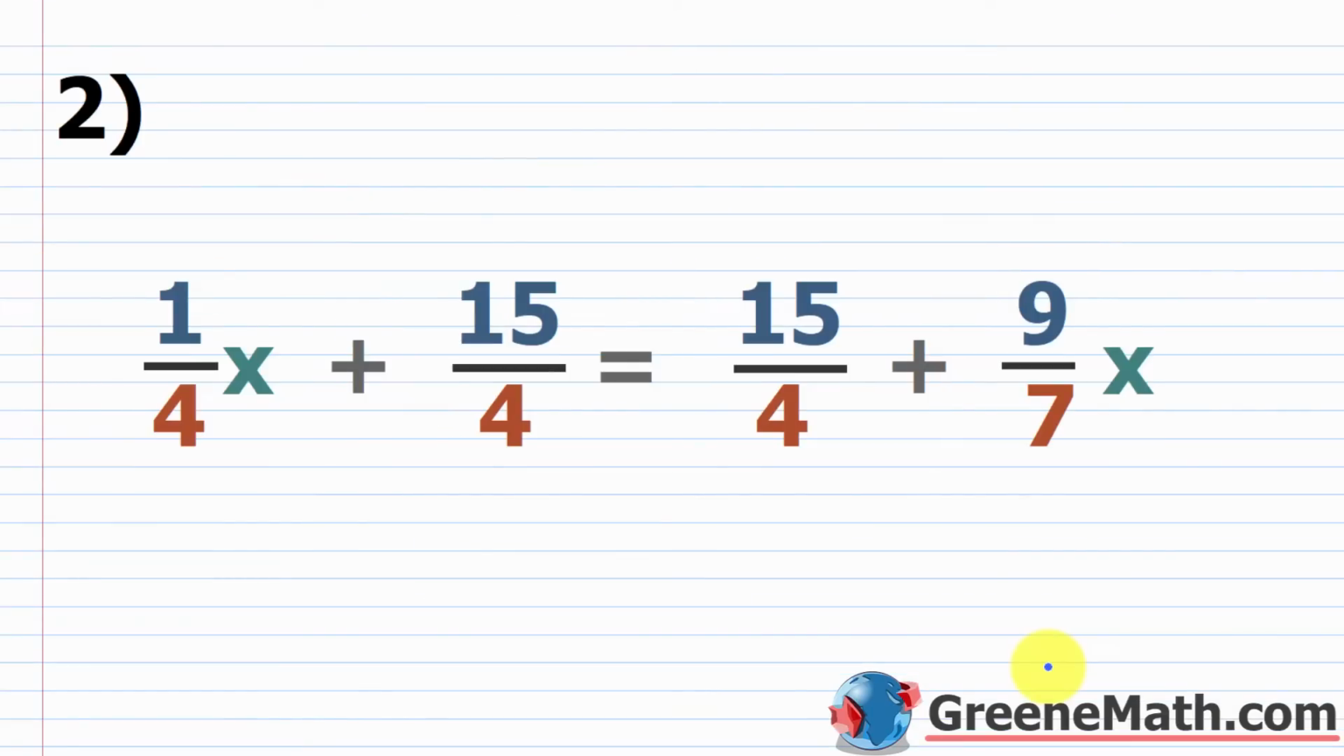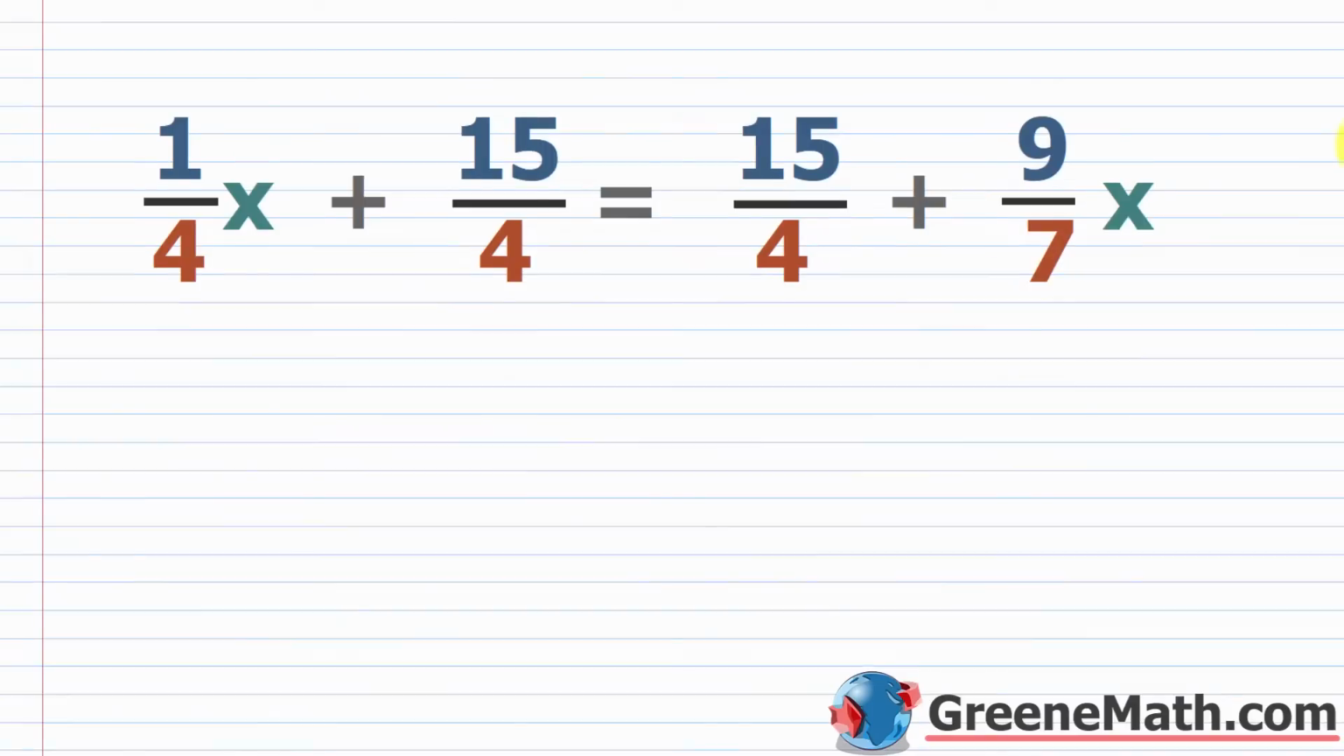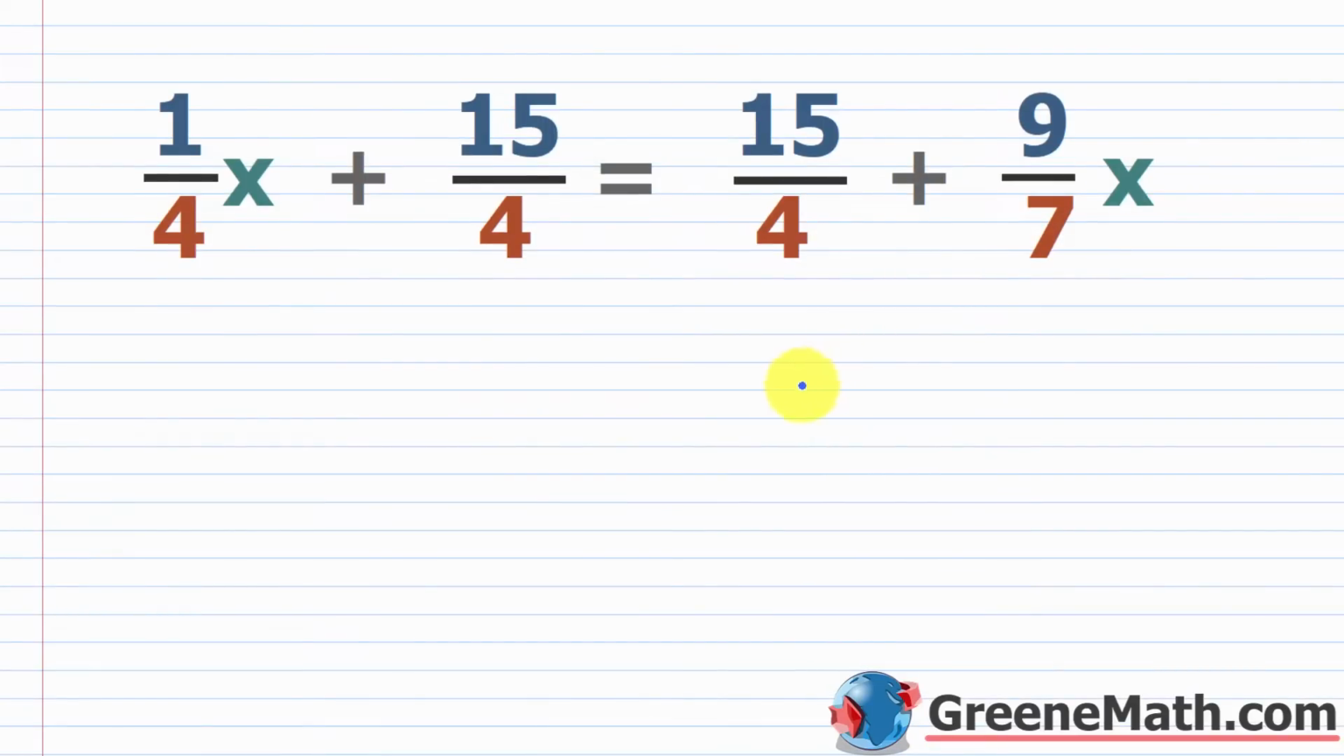Okay, let's look at another example. So here is example 2, and we'll pick up the pace a little bit here. We have 1/4 x plus 15/4 is equal to 15/4 plus 9/7 x. Okay, what's the LCD? What is the least common denominator here? Again, look at all your denominators. You have a 4, a 4, a 4, and a 7. So what is the least common multiple of 4 and 7? That's going to be 28, right?